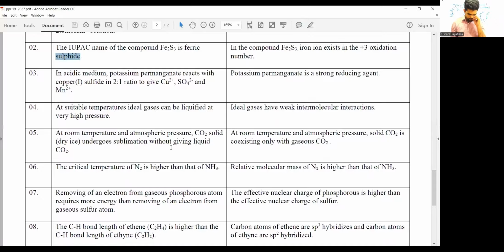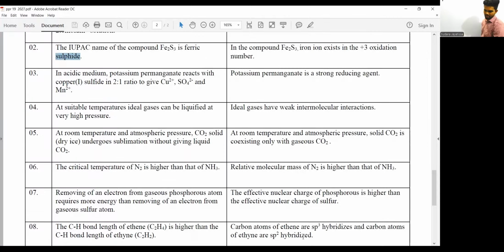In the third MCQ, it says in acidic medium, potassium permanganate is reacting with copper 1 sulfide in 2 to 1 ratio to give copper 2 plus, SO4 2 minus and Mn2 plus. Here I try to check your nomenclature knowledge together with your redox reaction balancing knowledge.